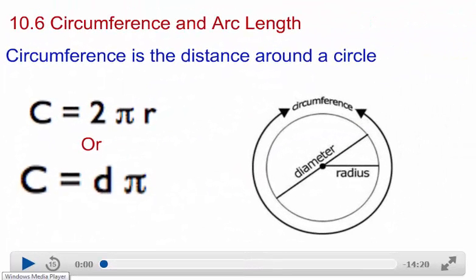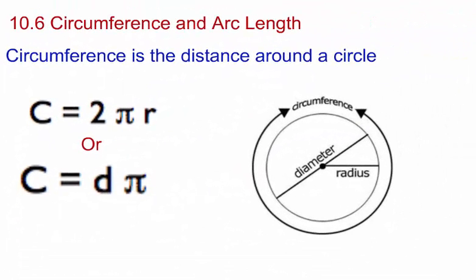Today we're going to be learning about circumference and arc length for the first section, and the second section will be about area and area of the sector. So to start, we're going to first discuss circumference and arc length. Circumference is the distance around the circle. Both of these formulas, C equals 2 pi r or C equals pi d, are on your formula sheet. You don't need to memorize them, but you do need to know how to apply them.